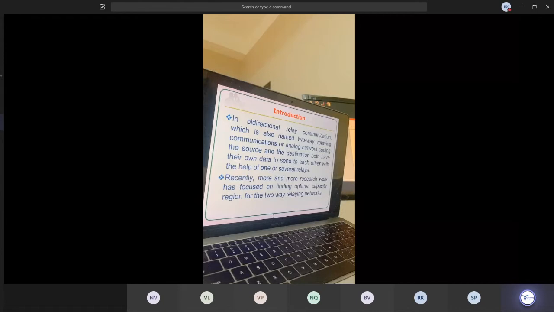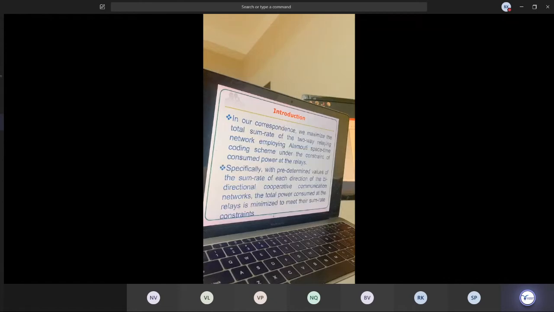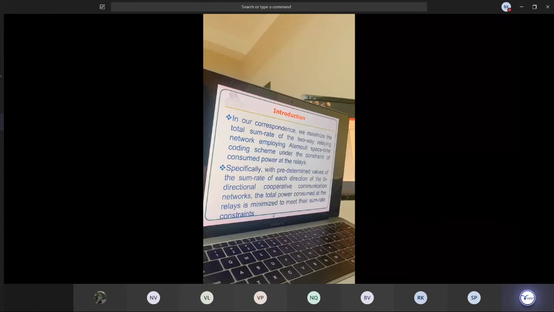Recently, more and more research work has focused on finding optimal capacity regions for two-way relay networks. In our correspondence, we maximize the total sum rate of the two-way relay network employing an amplify-and-forward space-time coding scheme under the constraint of the consumed power at the relay. Specifically, with a predetermined value of the sum rate of each direction of the bidirectional cooperative communication network, the total power consumed at the relays is minimized to meet the sum rate constraints.